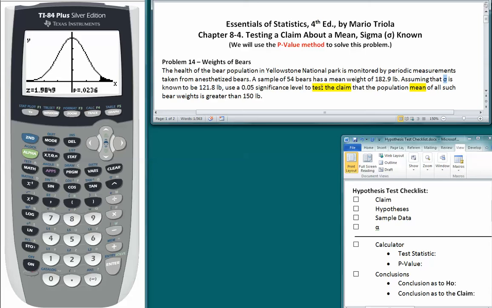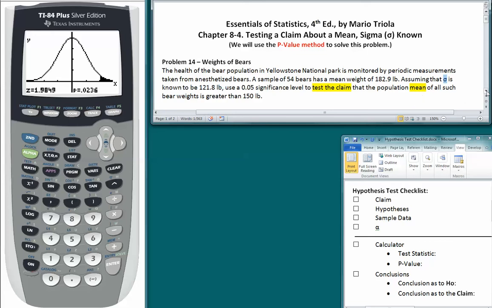I want you to notice that I've highlighted the words test the claim and mean. These are the most important words in this problem because they tell you what kind of a problem it is. When it says test the claim, you know you're going to be doing a hypothesis test and not a confidence interval. When you see the word mean, you know it's a hypothesis test for a mean and not for a proportion or for a standard deviation.